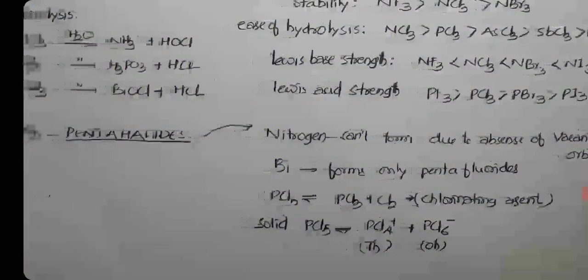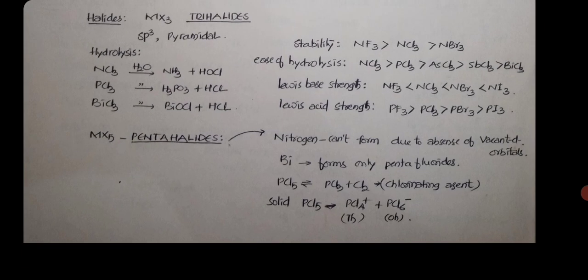Bismuth also cannot form pentahalides easily, only the pentafluoride is possible. That is because of its inert pair effect concept. This is the introduction to the fifth group elements.